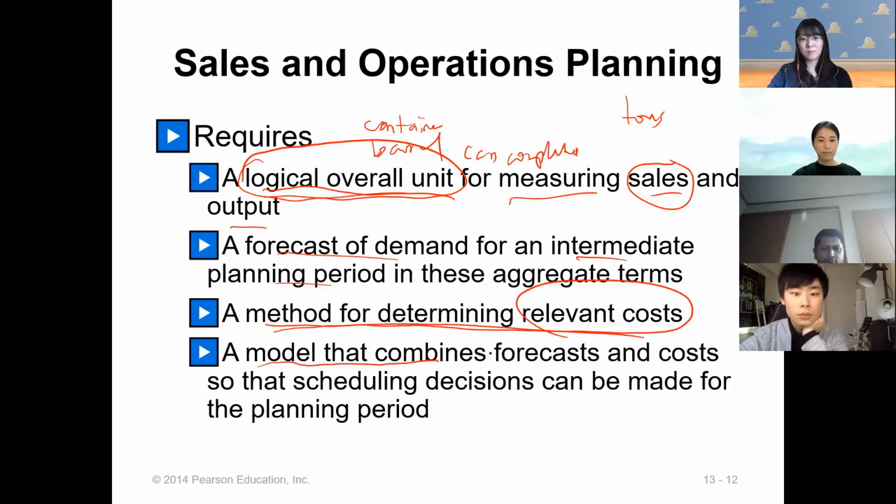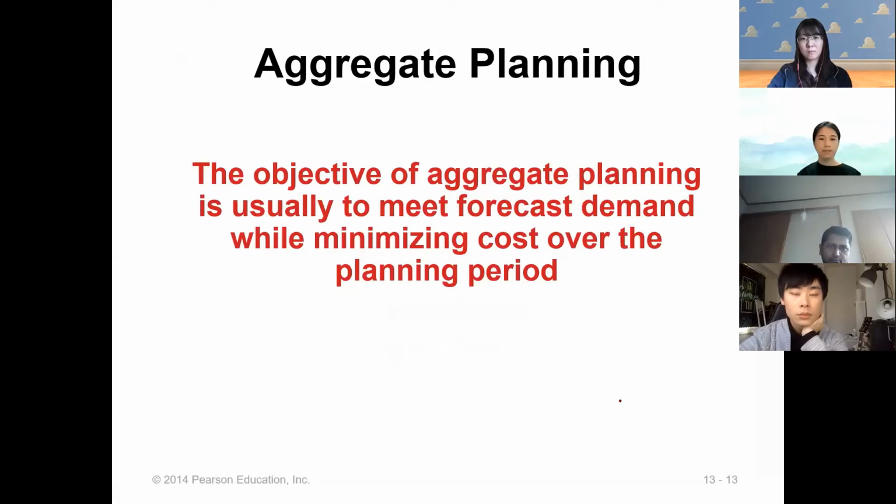Okay. So you need a model that combines forecast and cost, so that your scheduling decisions can be made for the planning period. Basically, you can calculate cost and compare the different strategies. Okay, so you need a model and the strategies. So basically, the aggregate planning objective is to be able to meet forecast demand while minimizing costs over the planning period. So we need to balance capacity and demand.